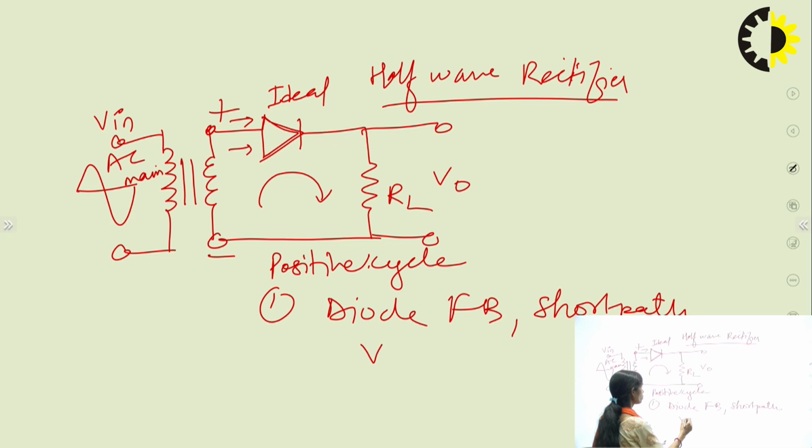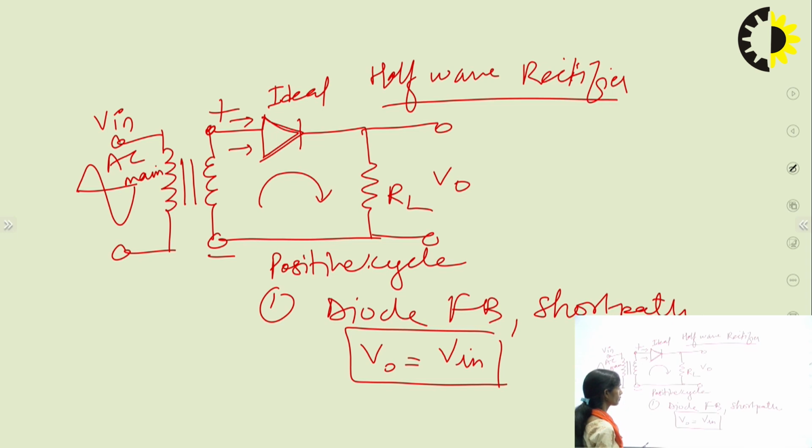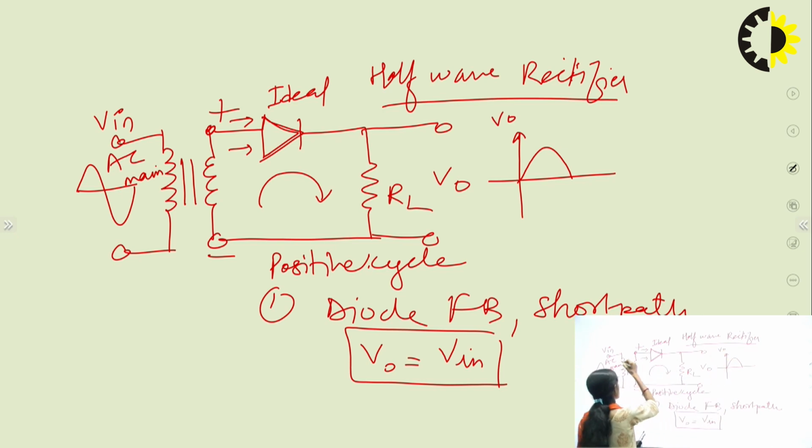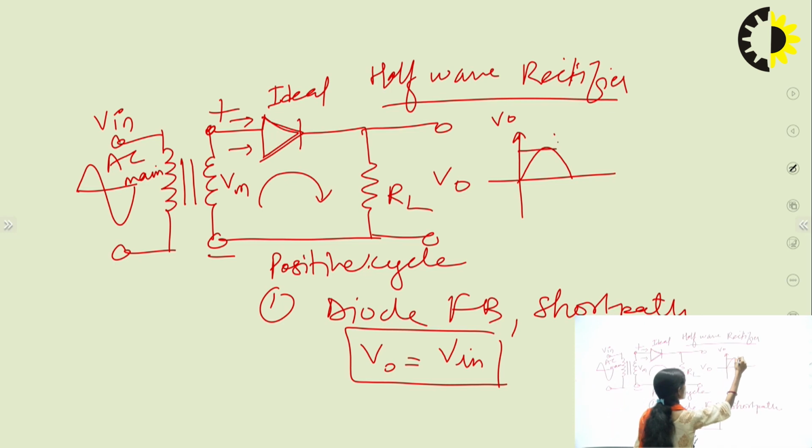So what is the output? Output will be V out equals V in. So we will get the same output which is given to the input, the positive half cycle. So this is the output of the positive half cycle. Let's say its peak voltage is Vm. So here also the peak voltage obtained is Vm in case of ideal diode.